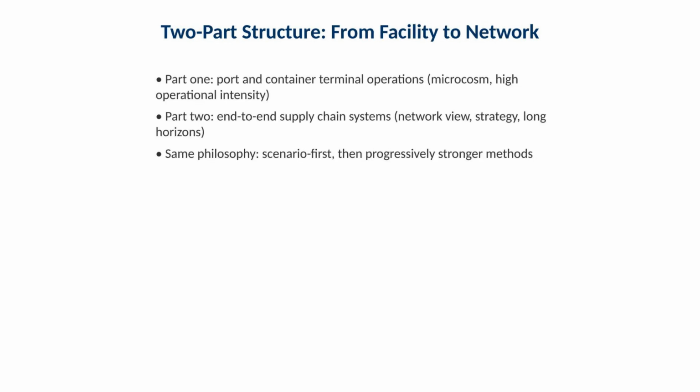The playbook is organized into two complementary parts. Part 1 focuses on the container terminal, where decisions are physically constrained and time-critical. Part 2 broadens the lens to the full supply chain network, where strategic design and multi-year trade-offs become central.